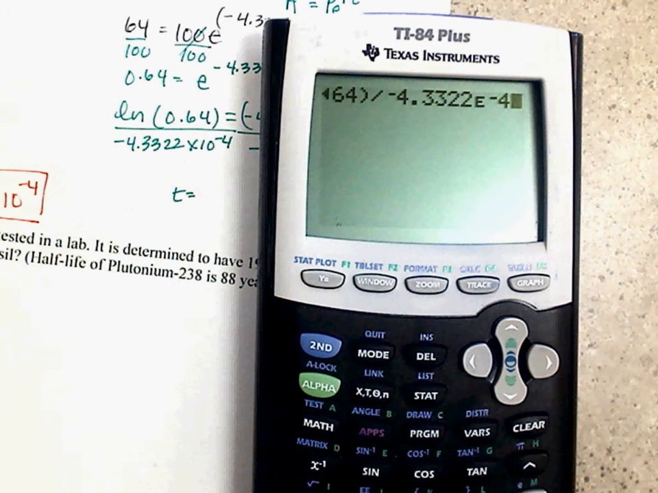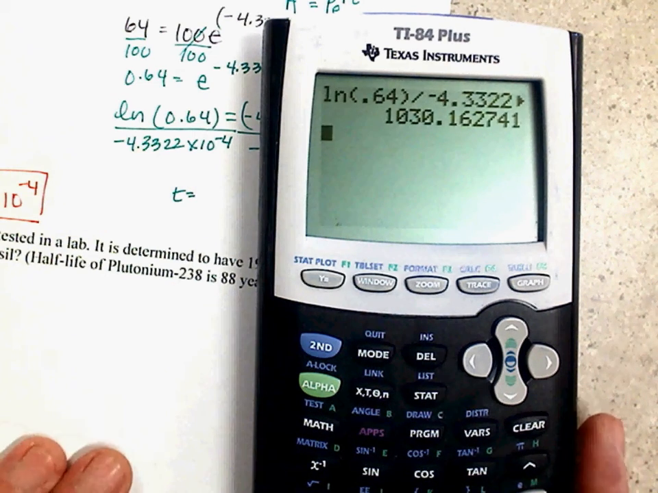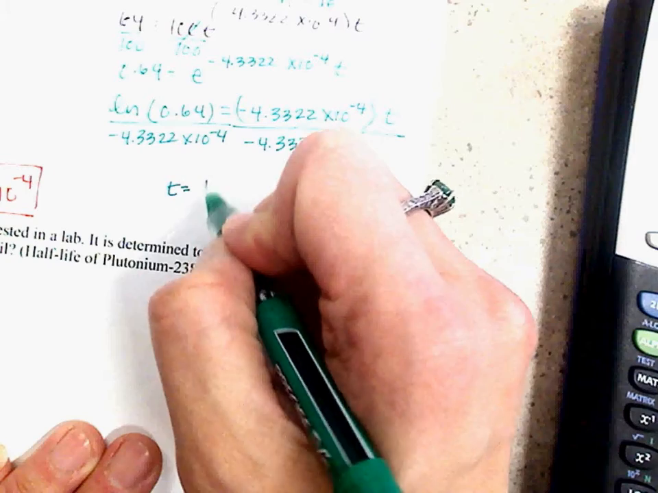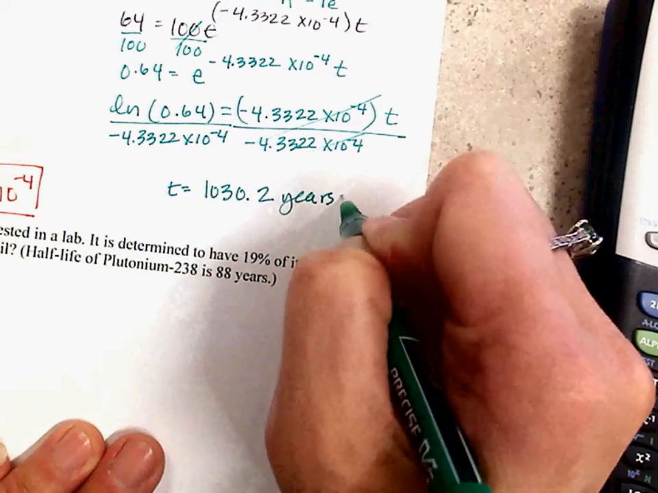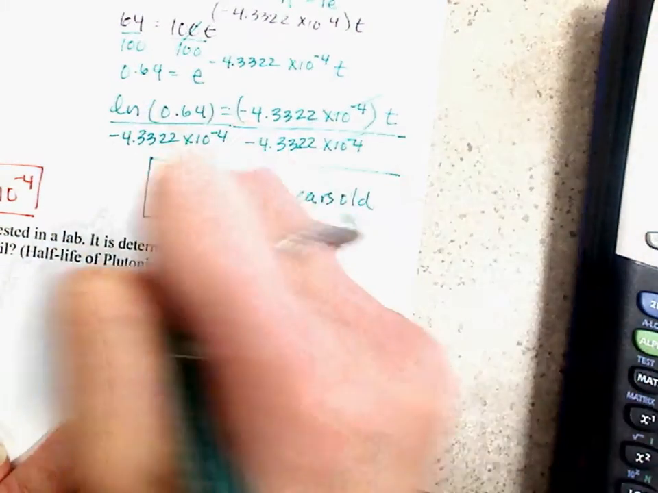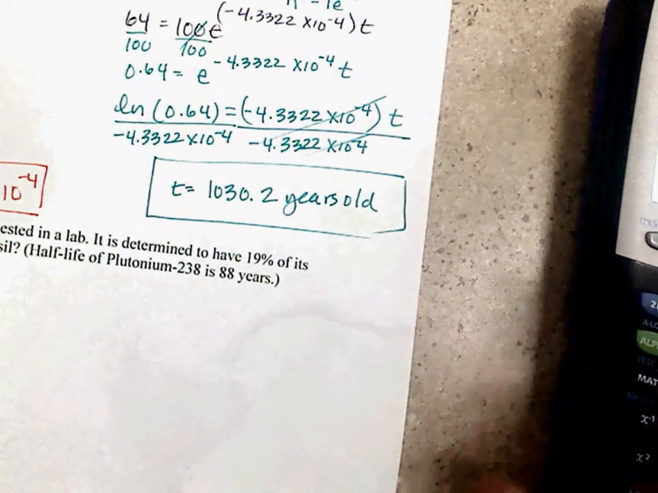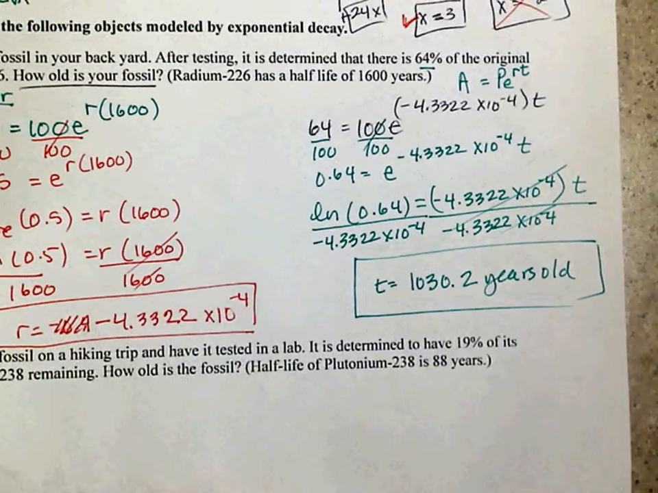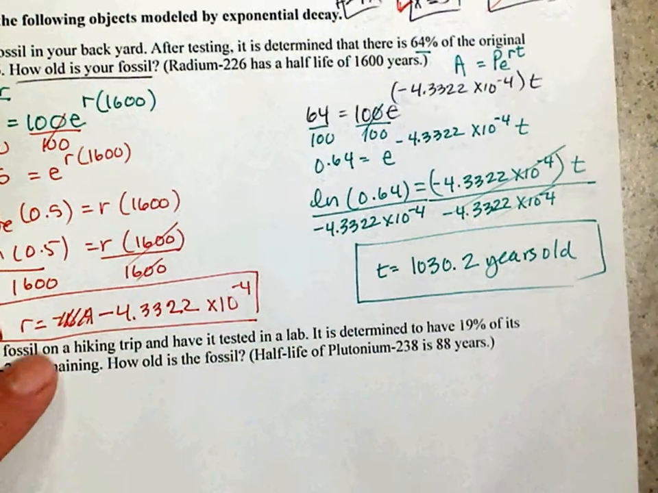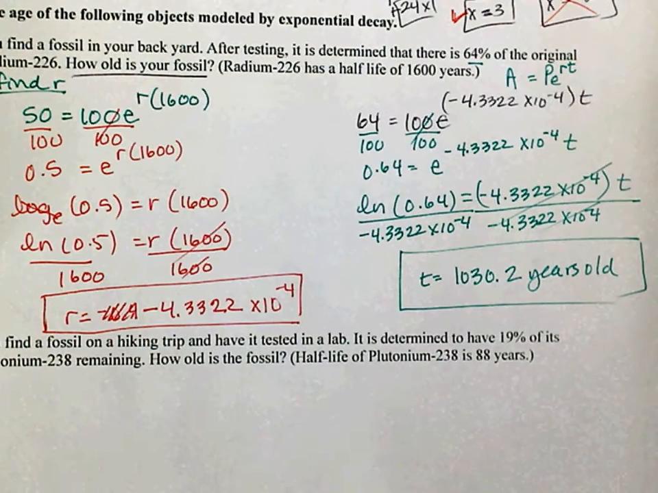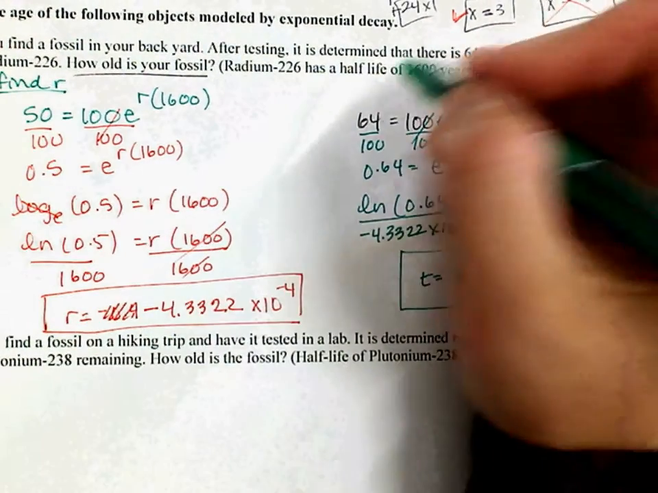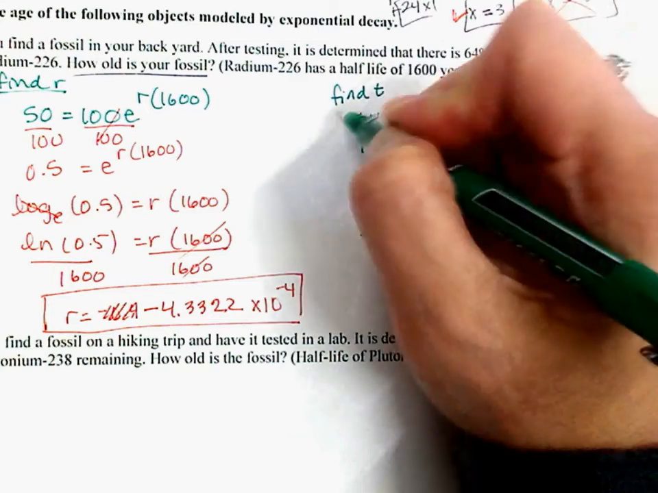So how old is that fossil? That fossil is 1,030.2 years old. One decimal place would be great for the years, but your rate needs to be 4. There you go. Find the rate, find the time.